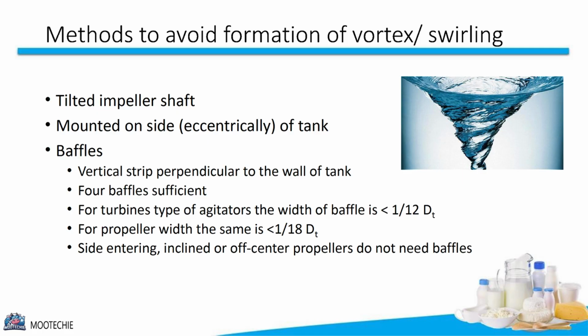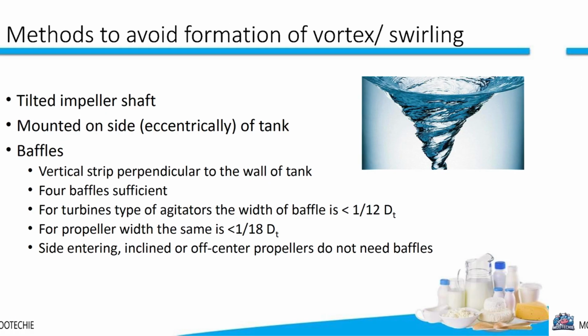For turbine-type agitators, the width of the baffle should be less than 1/12 of the tank diameter. For propeller agitators, the baffle width should be less than 1/18 of the tank diameter. It's worth noting that side-entering, inclined, or off-center propellers often do not require baffles at all.